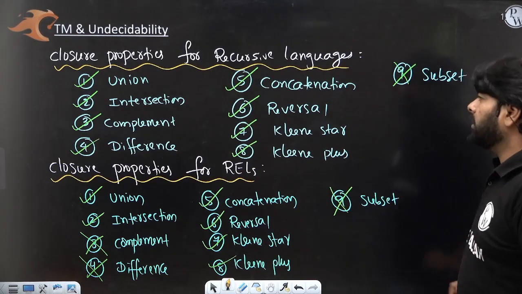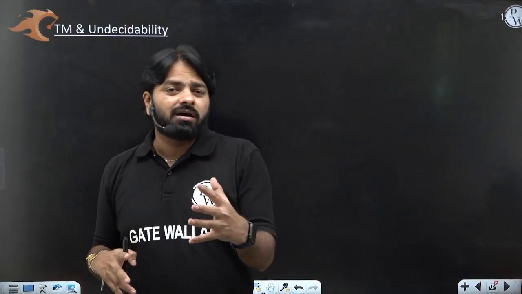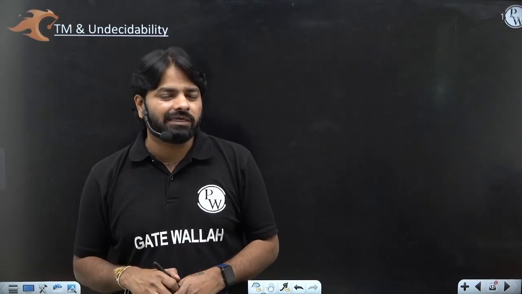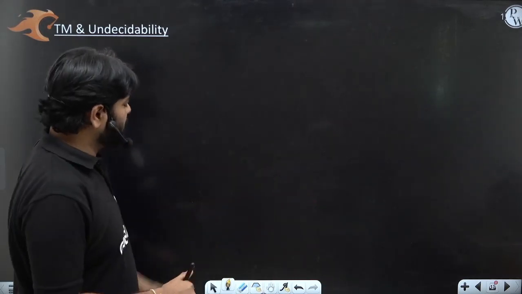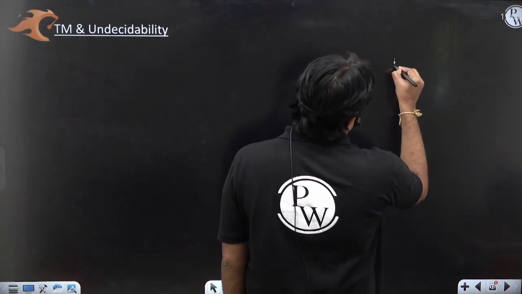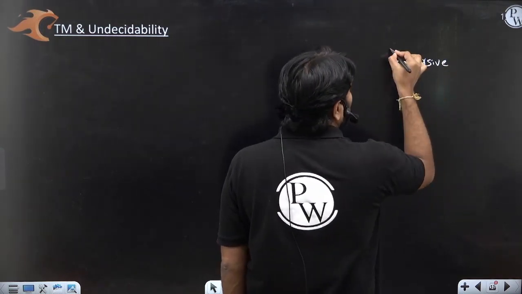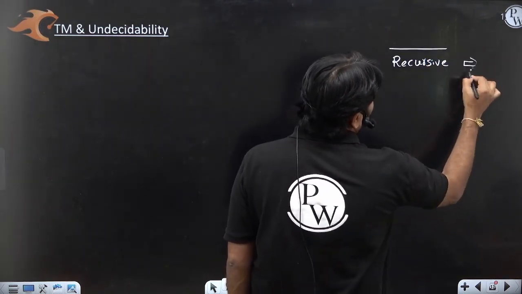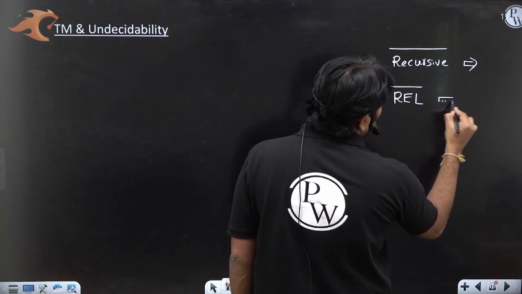Okay. Now, among these operations, complement is one of the important operations for understanding the next topic, undecidability. So there I'm going to focus more. To understand undecidability or decidability, first let me discuss with you the complement operation over these two languages. For that I'll just write a few points, and I'll answer at the end. Let's say I have a recursive language. What is the complement? We'll find the answer at the end. And for a recursively enumerable language, what will be the complement?